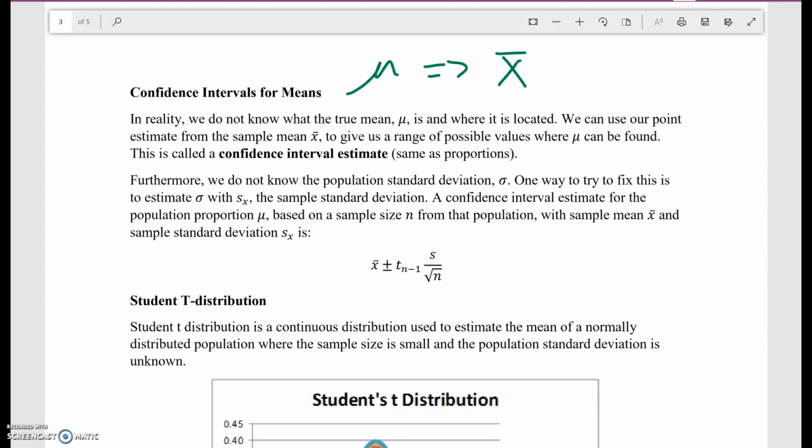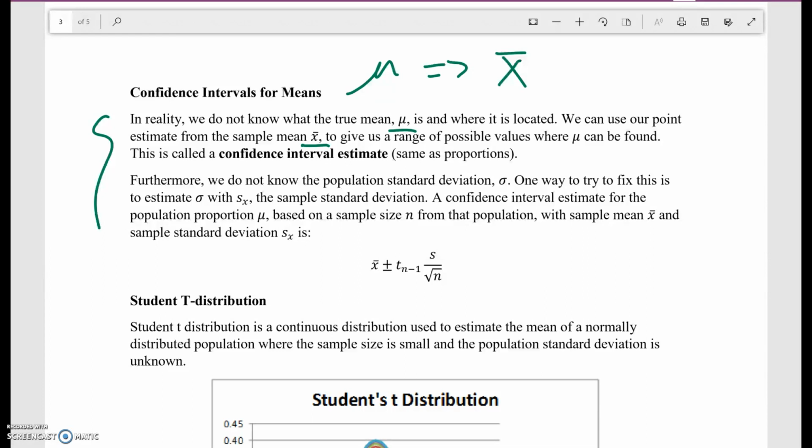So we're going to do kind of the same thing. I gave a little blurb here of what exactly we're doing. We don't know what mu is or where it's located. So we estimate it with x bar, and we hope that it will give us a range of values. Or we want a range of values where mu can be found.